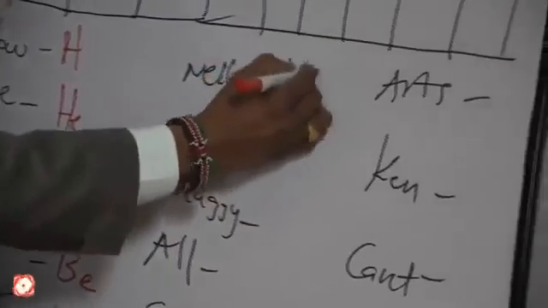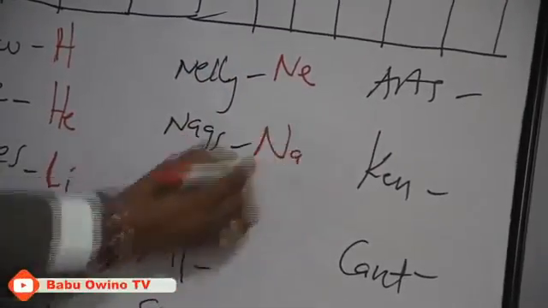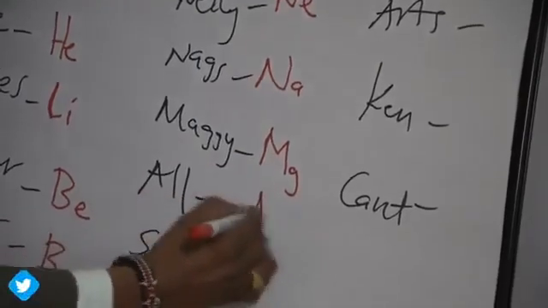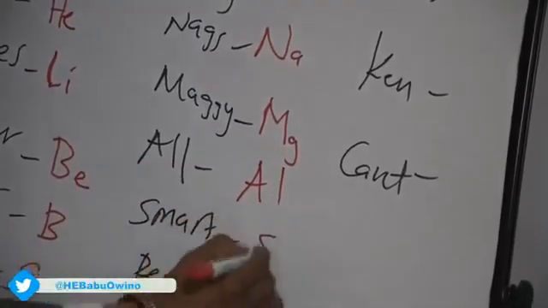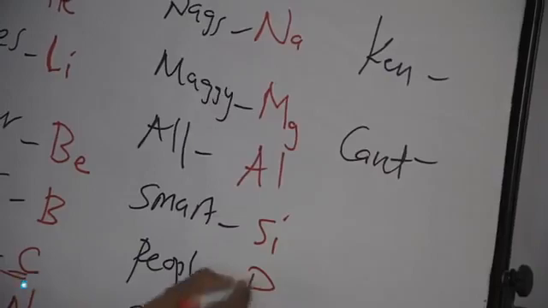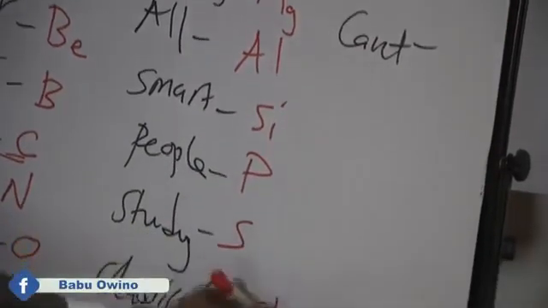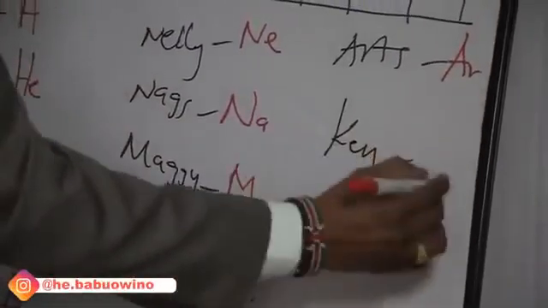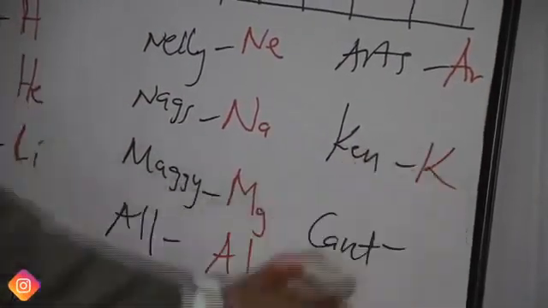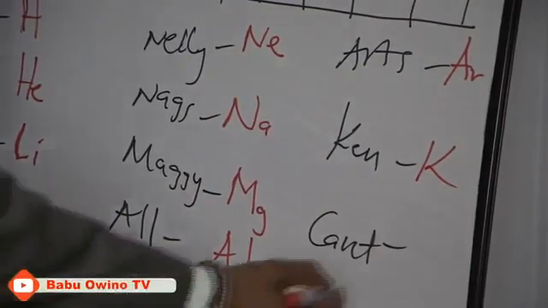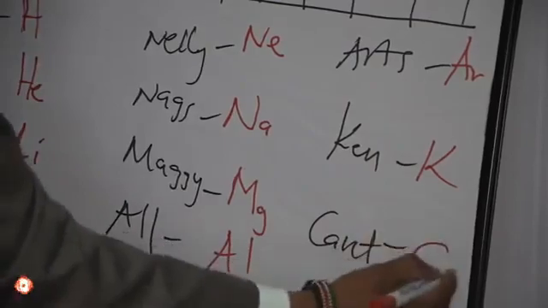10 is neon. 11 is sodium. 12 is magnesium. 13 is aluminium. 14 is silicon. 15 is phosphorus. 16 is sulfur. 17 is chlorine. 18 is argon. 19 is potassium. You can also call it kalium. And 20 is calcium.